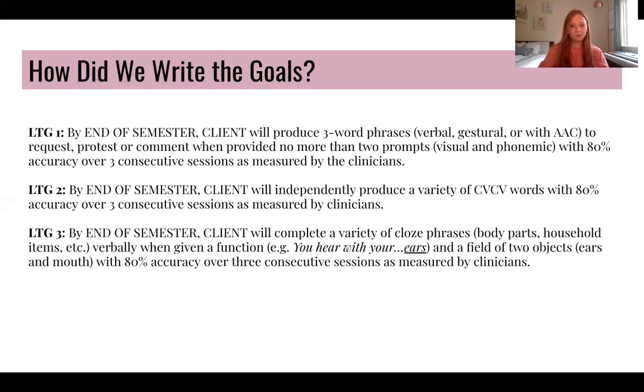The next goal is: she will independently produce a variety of CVCV words with 80% accuracy over 3 consecutive sessions as measured by clinicians. So you see here that "independently" is written in here. There's no prompting involved with this goal, which is awful. We should not have written it this way.